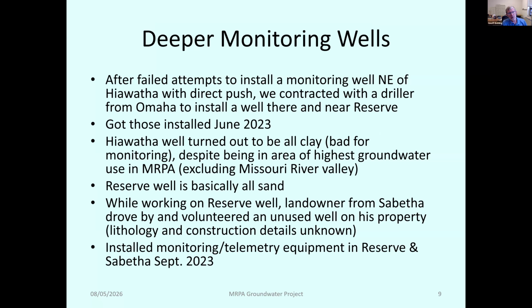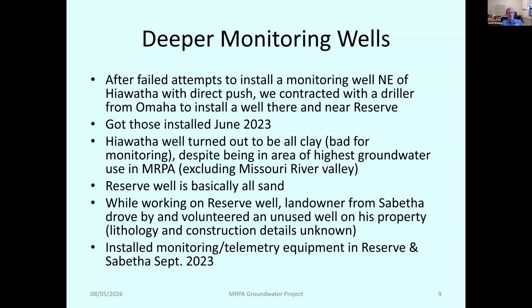So we have struggled to get deeper monitoring wells. And we aimed to get deeper monitoring wells in areas with higher groundwater use. And the highest area of groundwater use is northeast of Hiawatha, where there are a number of wells for the city of Hiawatha and then also irrigators. And early on, we attempted to install deeper monitoring wells using our direct push rig, which is a small rig that you hammer the rods with. And basically, the clays in that area are really sticky and they put up a real fight. And the direct push rig just couldn't handle it.